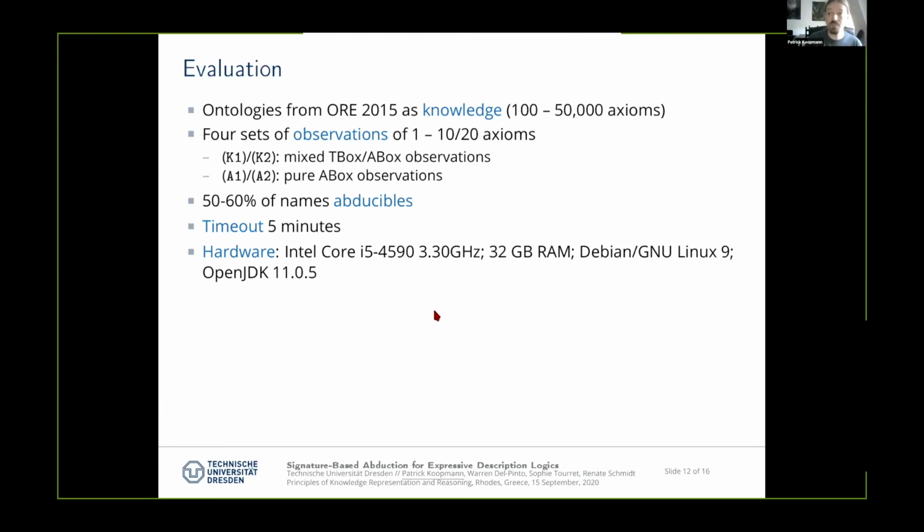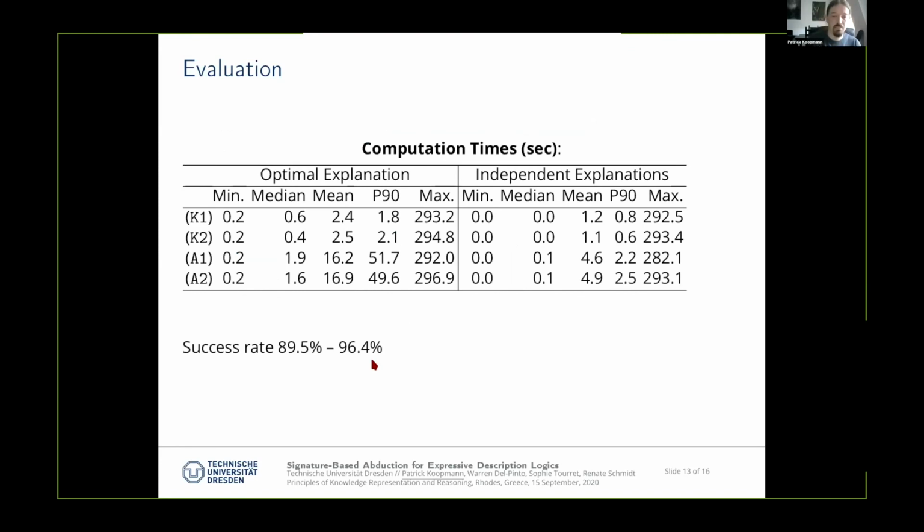So let's first look at the computation times. So the set of support strategy helped. We were able to compute solutions within the time window in around 90% of cases, up to 96% depending on the observations. And the running times were usually in the range of seconds, even though we came also close to the timeouts. So we see here the optimal explanation and here the space of independent explanations that is obtained after removing redundancies. Actually, what is displayed here is the additional step of removing redundancies.